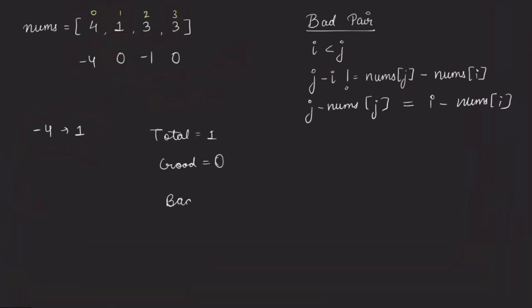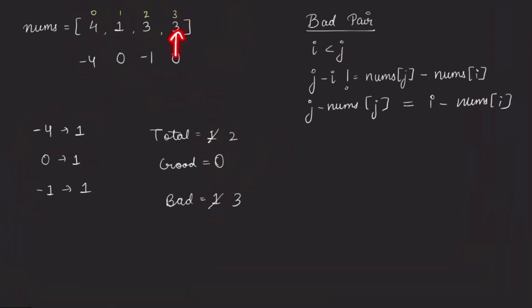So the total number of bad pairs will become 1. That is 1 minus 0, that is 1, right? And then we will update the frequency of 0 to 1 over here. Then we come at this particular index. So here the total number of pairs will be 2 and the number of good pairs will be the frequency of 2 minus 3, that is minus 1 in the hash map. So the frequency of minus 1 is 0, good pairs are 0, 2 minus 0 will be 2 only, 1 plus 2 will be 3. So the number of bad pairs are 3. And then we will update the frequency of minus 1 to 1.